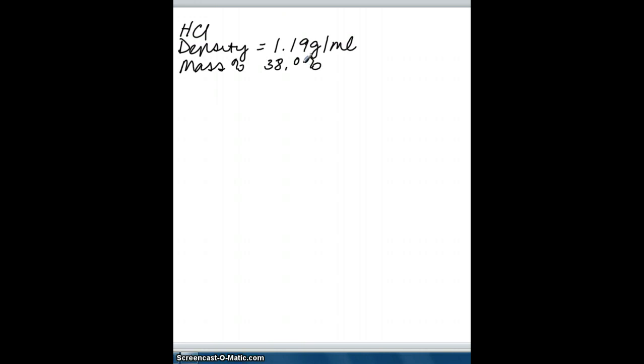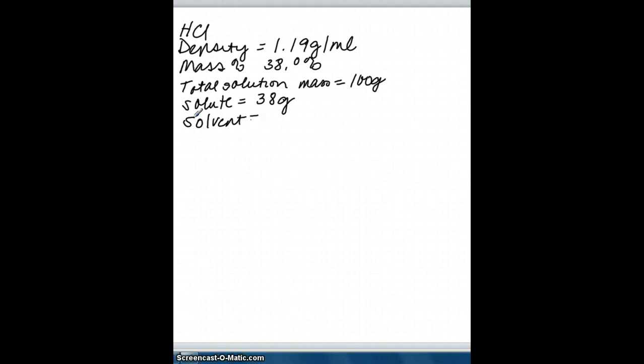Okay. The first assumption that you're going to make is that when you're using the mass percent, the total solution mass is equal to 100 grams. Of that, then, the solute comprises 38 grams, and the solvent is 62 grams. Let's take a moment to recall that the solute is the hydrochloric acid and the solvent is water.